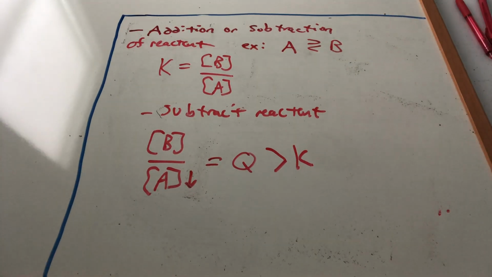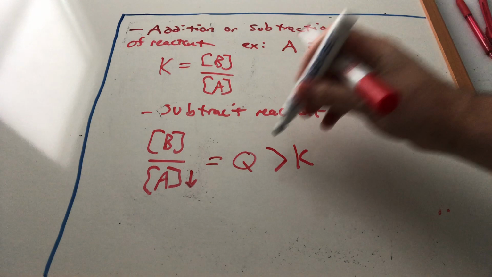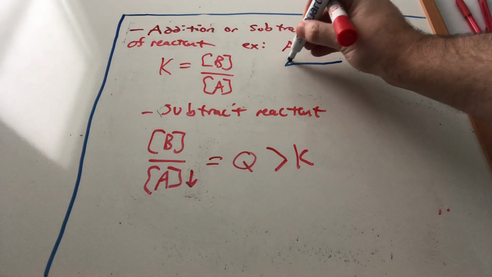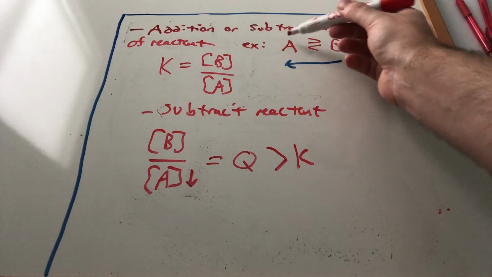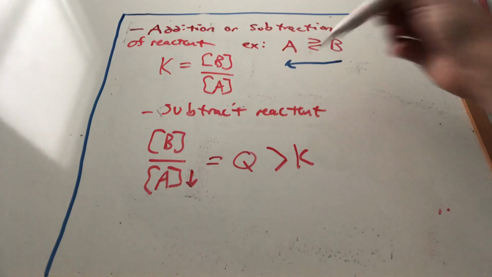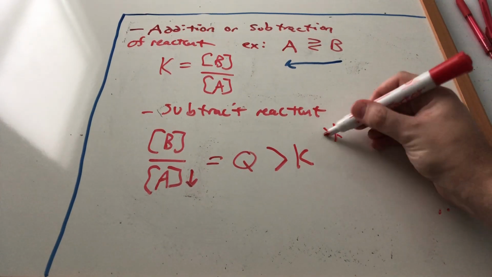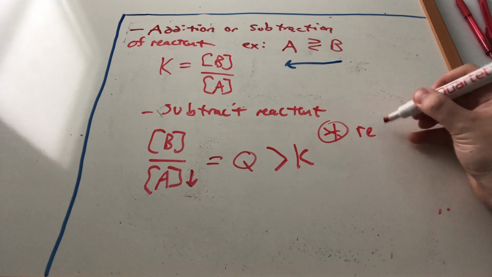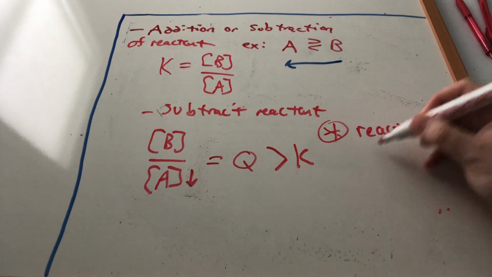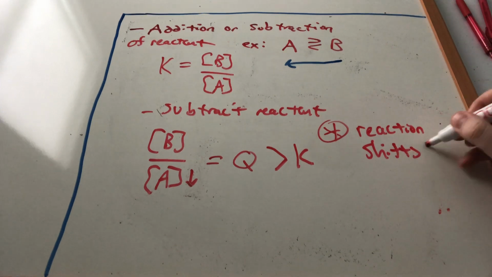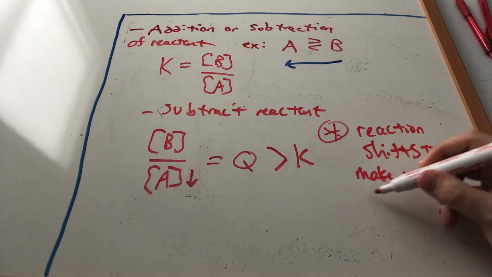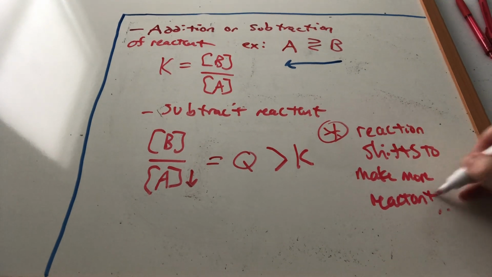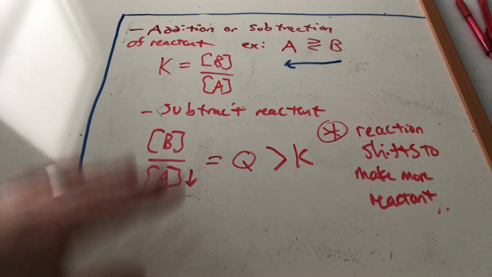So if we don't have enough reactant, what happens, right? Because Q is greater than K, we have too much product relative to the reactants that we have. We get an equilibrium shift to the left-hand side. We get an equilibrium or reaction shift to make more reactant. So if we subtract reactant, all right, Le Chatelier's principle tells us the reaction shifts to make more reactant. Pretty simple idea, being able to be explained with Q and K, all right?